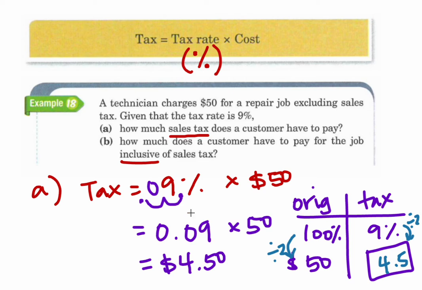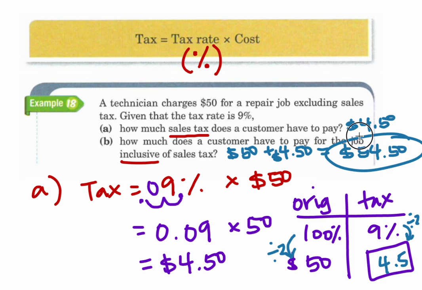Okay, so if our tax is $4.50, that's the answer for A. How are we going to figure out the amount that you actually have to pay inclusive of sales tax? Well, you're just going to add it together, right? $50 plus $4.50 would equal $54.50. So those are your two answers. $4.50 is the tax you pay in addition. $54.50 is your total bill at the end.